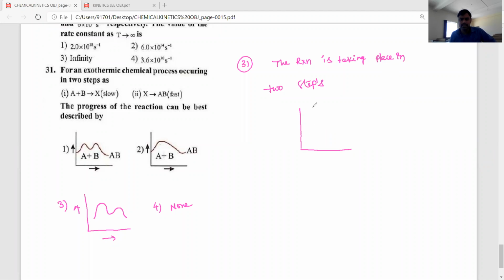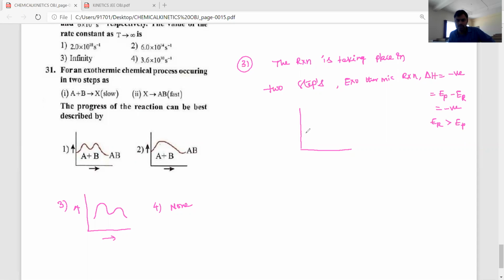Exothermic reactions means delta H is equal to negative. Delta H is negative means the energy of products minus energy of reactants is equal to negative. So automatically energy of reactants is more than energy of products.